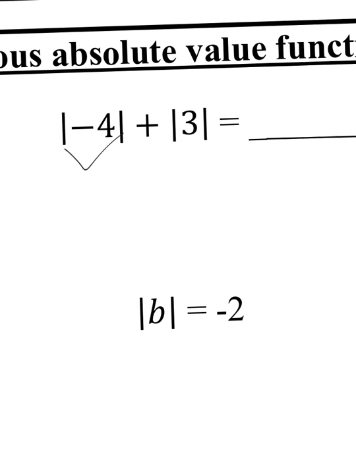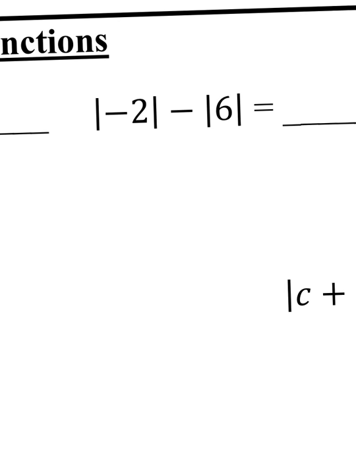So doing this, -4 plus 3, absolute value of -4 is 4 again. Absolute value of 3 is still 3, so the answer is just 7. Looking at this next one, absolute value of -2 is 2. Absolute value of 6 is still 6, so 2 minus 6 is going to be -4. All right, moving along.